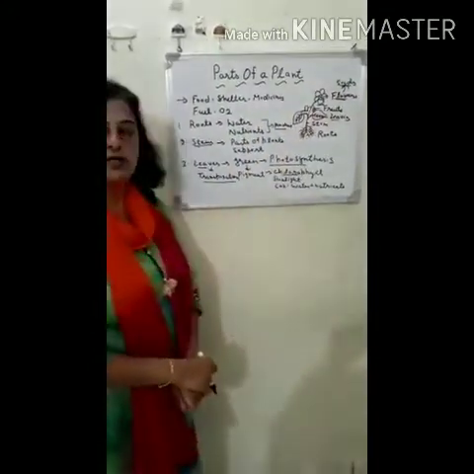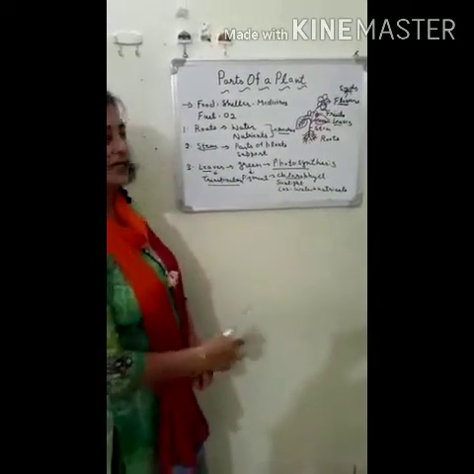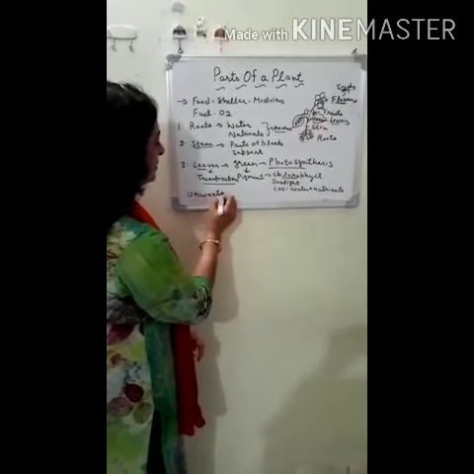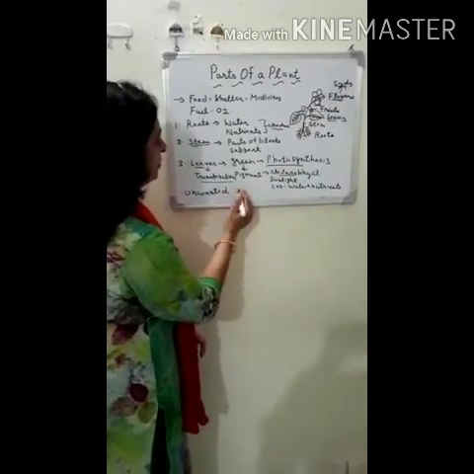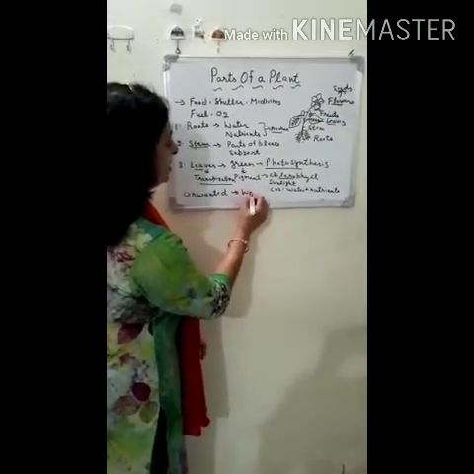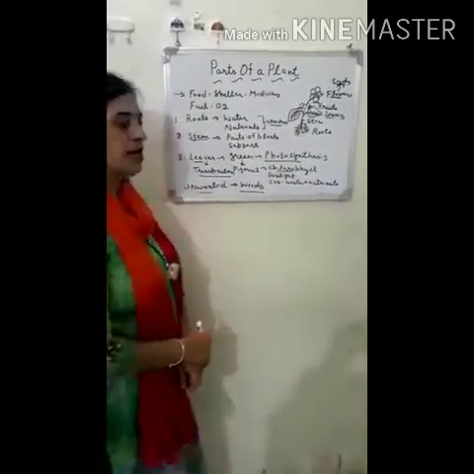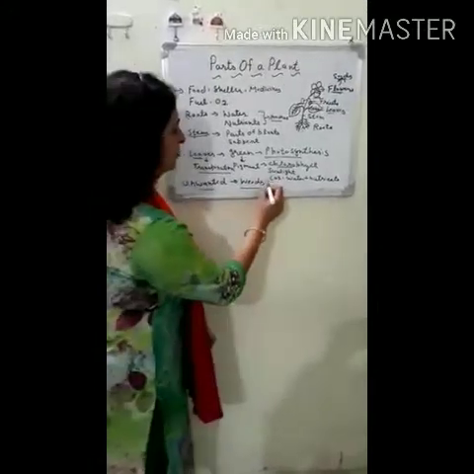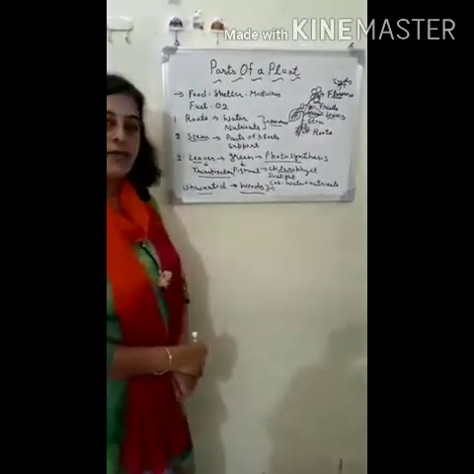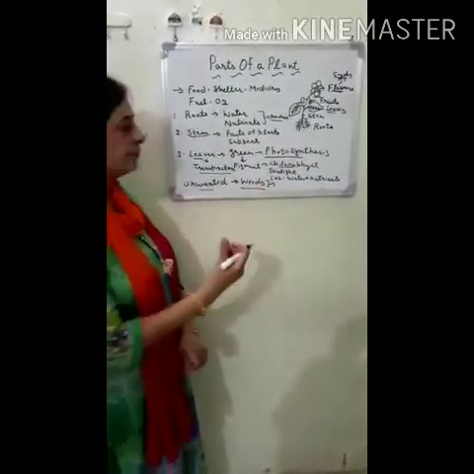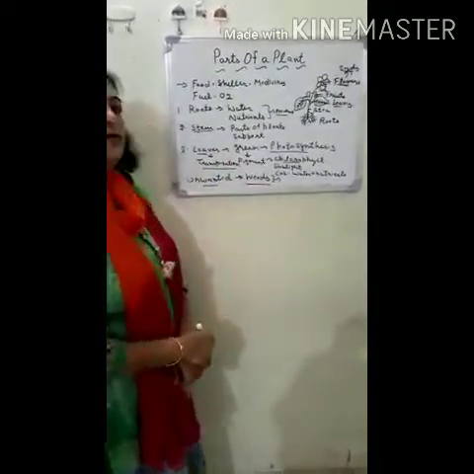Sometimes in our lawns or in crop fields, unwanted plants grow, and these unwanted plants are known as weeds. So if weeds are there in our lawns or in our crop field, we should remove them. Otherwise they will compete for water, for sunlight and for nutrients along with the main plant.